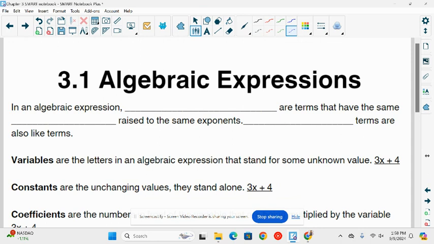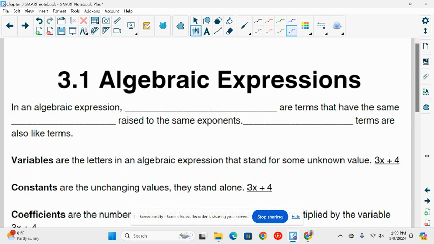We should be on, with your yellow notes. We're starting a new chapter, chapter 3. We're moving into a new unit as well, our algebra unit. So in order to do that, we're going to start with expressions. There's a difference between expressions and equations. Equations have equal signs and expressions do not.